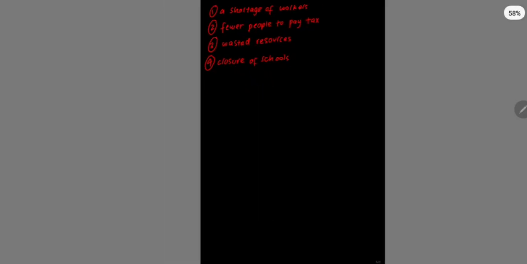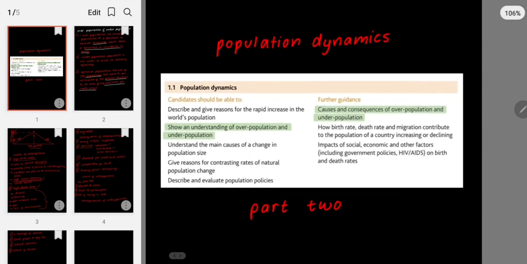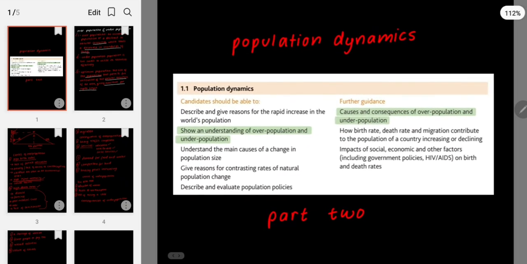So that's basically it for this part of your syllabus. Now you are able to show an understanding of overpopulation and underpopulation, as well as the causes and the consequences of these two.